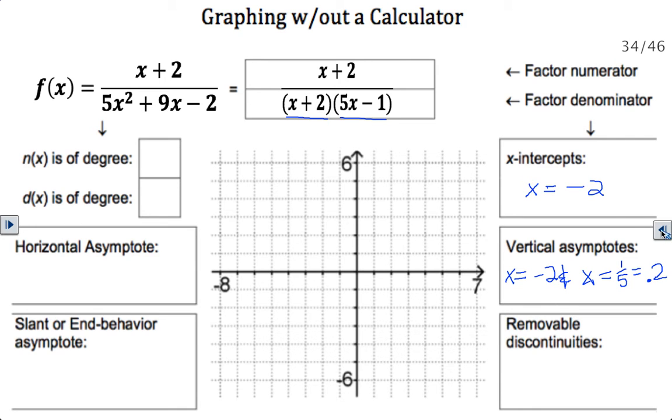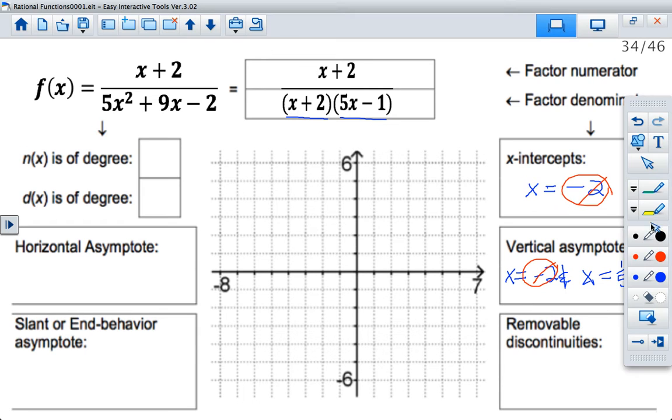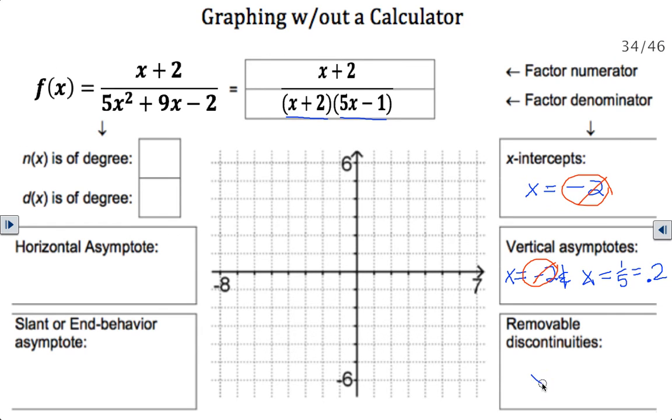Okay. Notice that I have x equals negative 2 both for an x-intercept and a vertical asymptote. That is not possible, so I'm crossing those numbers out there. And then my removable discontinuity is going to be at x equals negative 2.